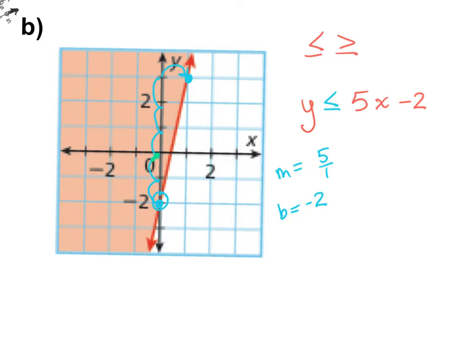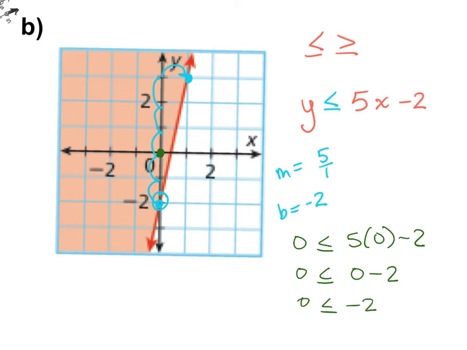Now, in order to verify that you chose the correct symbol, you pick a point within the shaded area. Let's look at this one. 0, 0 is probably, again, one of the easiest ones to work with, so make it easier on yourself. Let's check to see if 0, 0 satisfies the inequality I wrote. Is 0 less than or equal to 5 times 0 minus 2? Is 0 less than or equal to 0 minus 2? Is 0 less than or equal to negative 2?